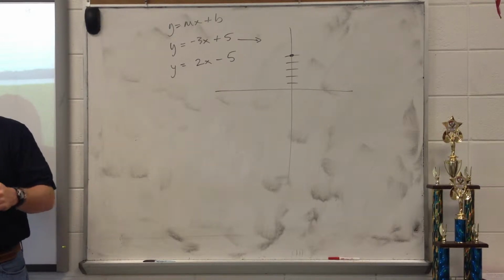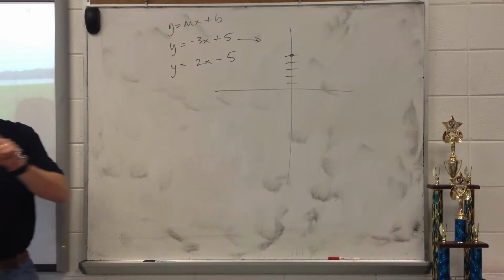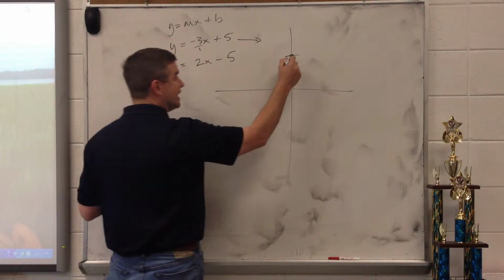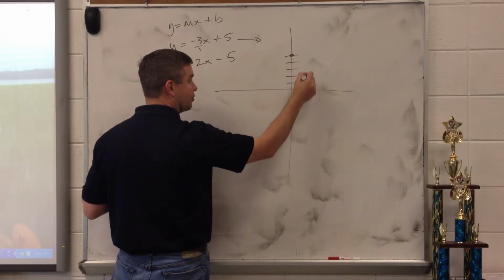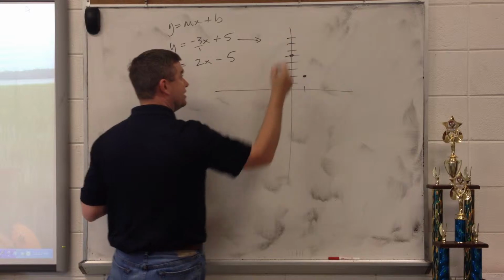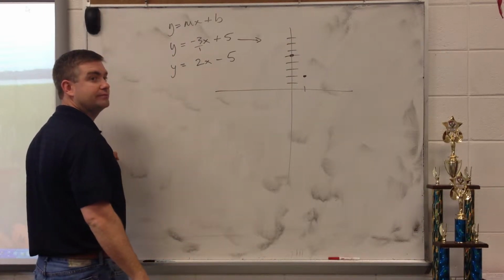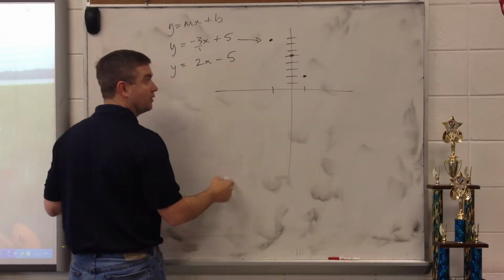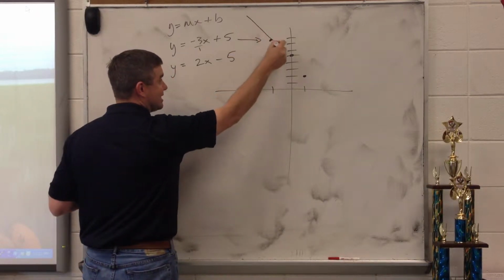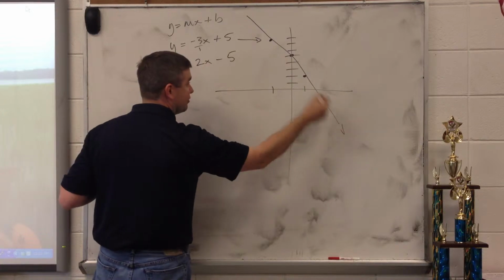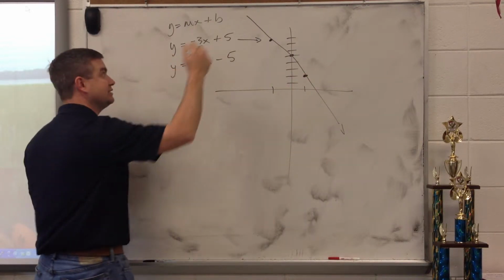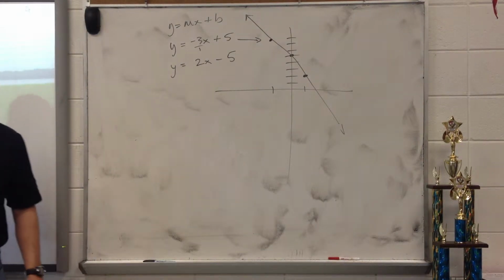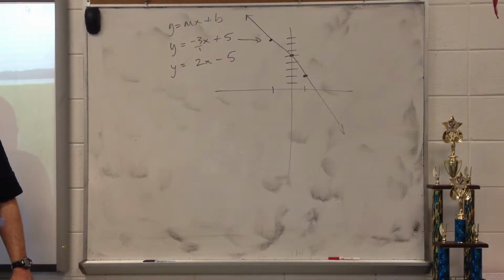Down 3 and then what? Right. Right how much? 1. Because this is understood to be negative 3 over 1. So I come down 1, 2, 3 and I go to the right 1. If I were to go in the other direction, what would I do? Up 3 and left 1. Okay, so there's the other point. I draw the straightest line that I can on my paper, trying to go through those 3 points. If it's a little crooked, it's okay. You can use graph paper and a ruler to be more exact, but you get the idea. There's the first line graphed.